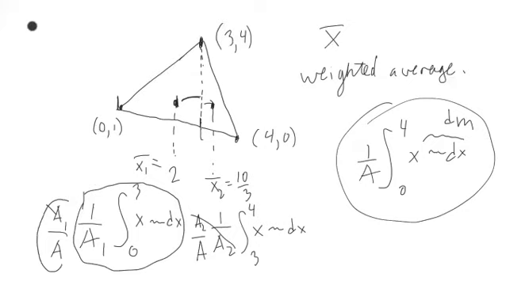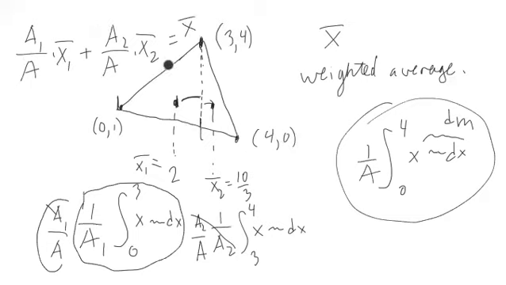So we're actually taking a1 over a times x1 bar, and we're adding it to a2 over a times x2 bar, and this weighted averaging of these two will actually be equal to x bar. It's kind of like doing this.